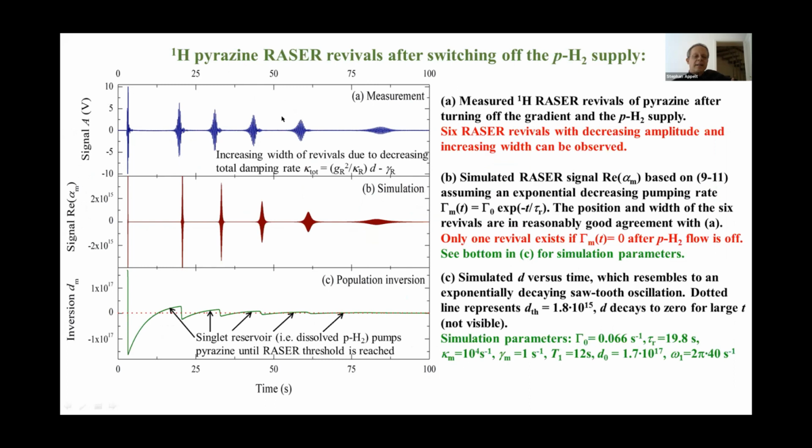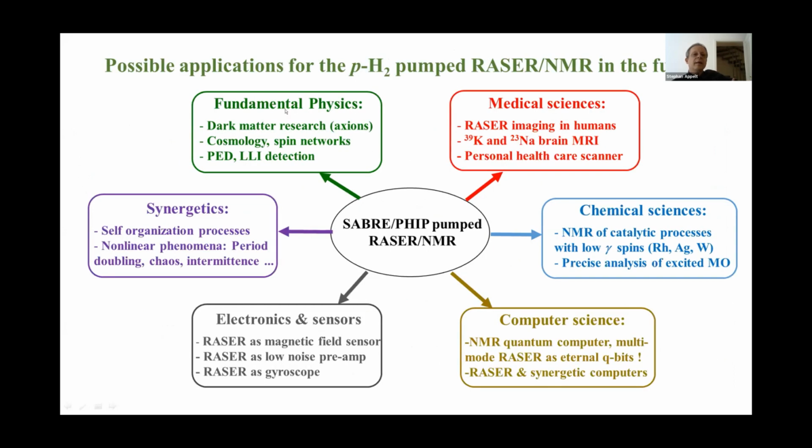Okay, and this is the last slide before this one. So the possible applications are everywhere: medical science, fundamental physics, synergetics, chemical science, computer science, definitely electronics and sensors. We can use the RASER as a magnetic field sensor, the RASER as a low noise preamp, and the RASER as a gyroscope. This is definitely our applications. Computer science, maybe quantum computers because decoherence, no problem. Chemical science, catalytic process, maybe very precise measurement. Medical science, imaging. This is a new topic which I'm interested in a lot.